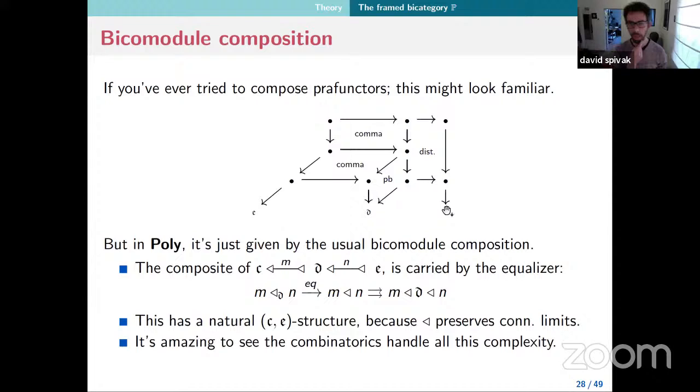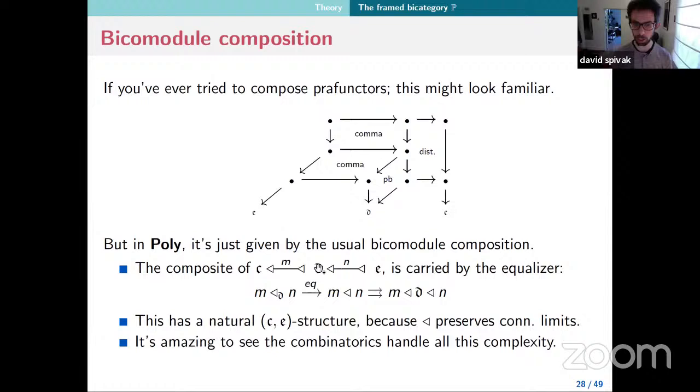And that's how you compose polynomials in many variables. It's also how you compose prafunctors, parametric right adjoints. You just need to use commas instead. But what I found really amazing about poly was that I can actually do all of this work just by composing these bimodules in the way that you read about in the nLab.